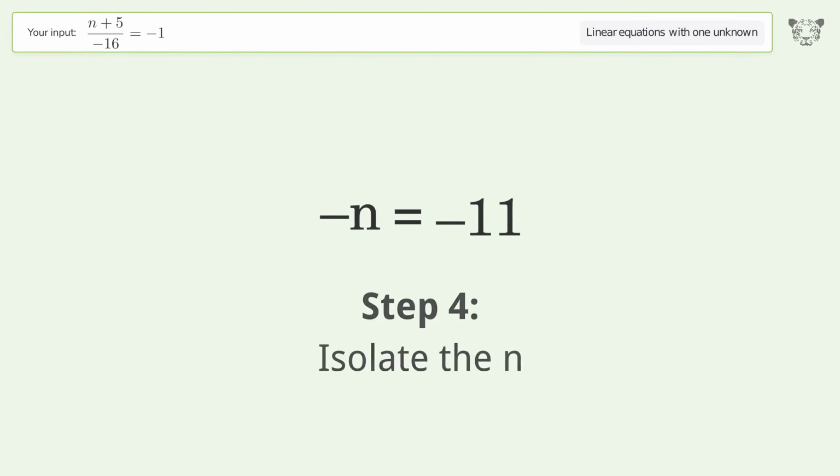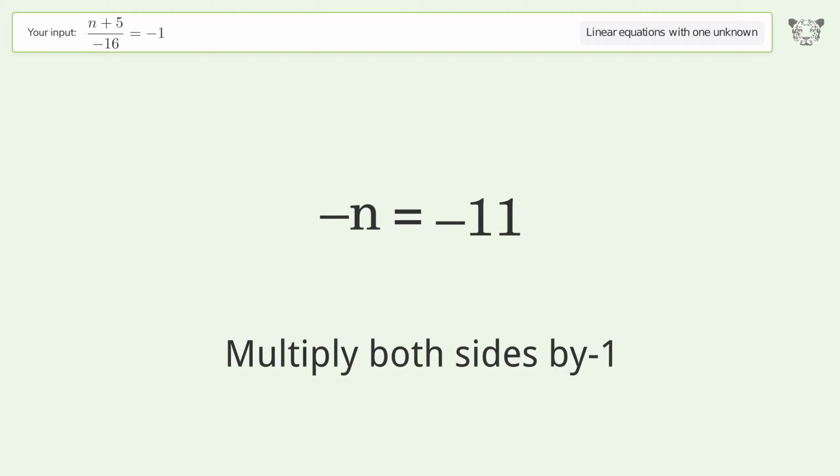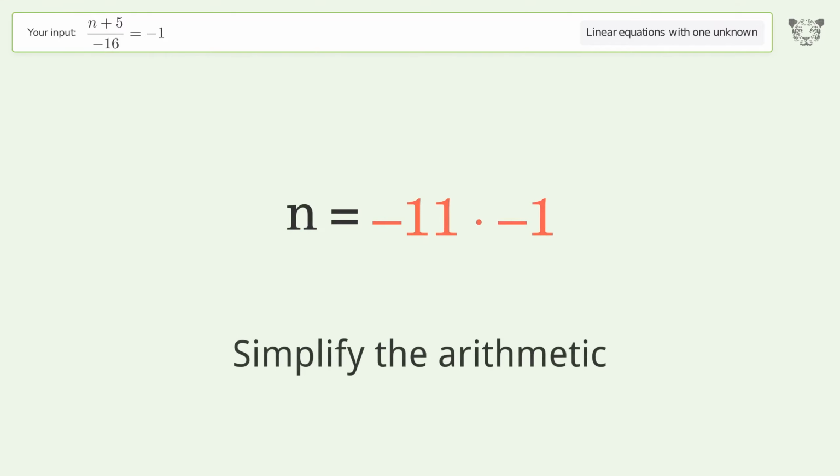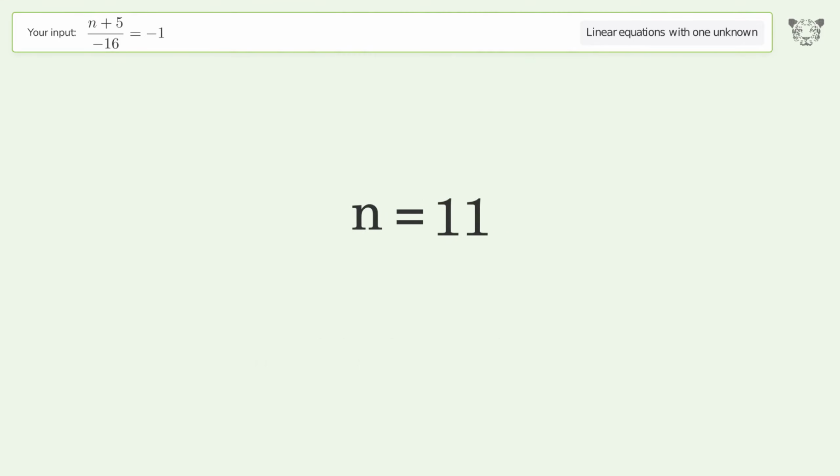Isolate the n. Multiply both sides by -1. Remove the ones. Simplify the arithmetic. And so the final result is n equals 11.